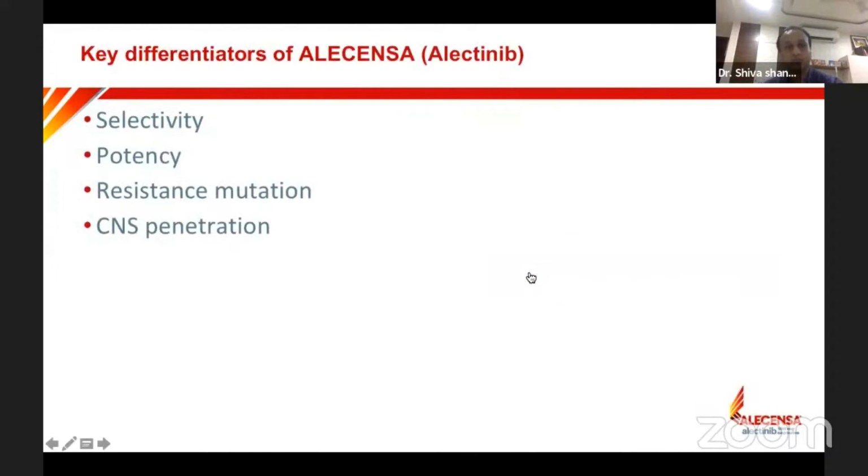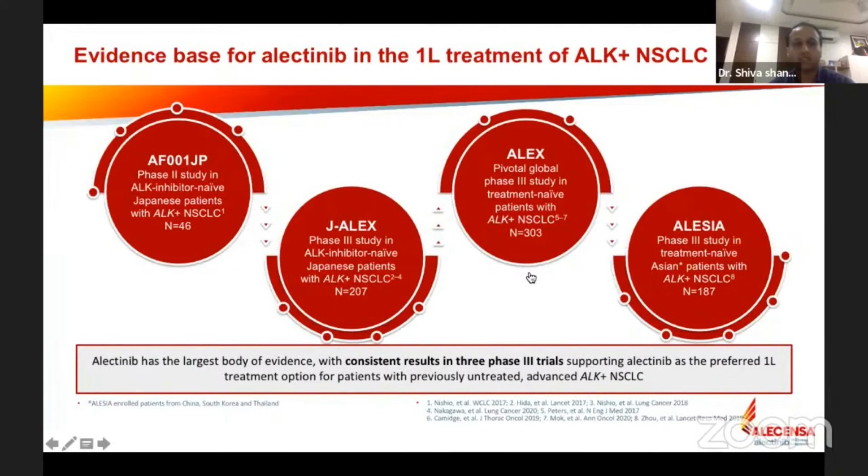So moving on to another important drug, that is alectinib. It is highly selective to ALK, so it improves the safety profile. It is highly potent, and it acts on multiple resistant mutations, and also it has a very good CNS penetration, which has led to improved efficacy of alectinib.